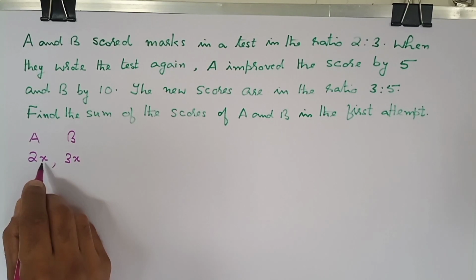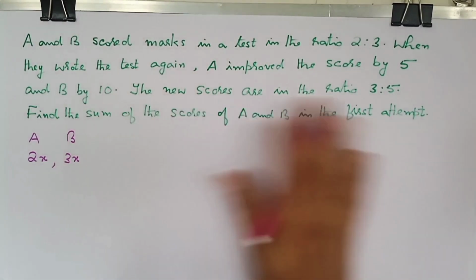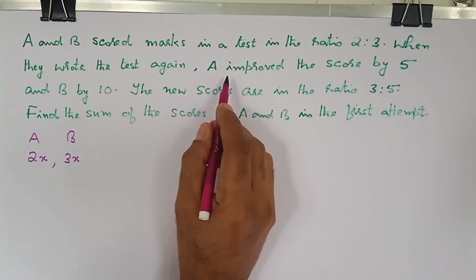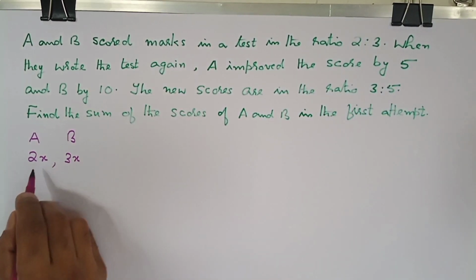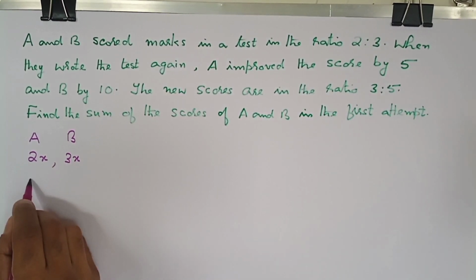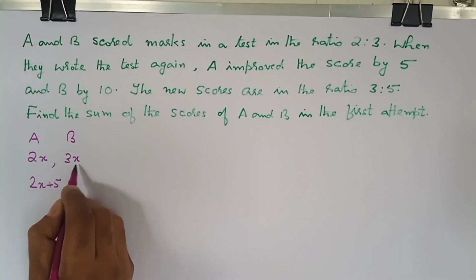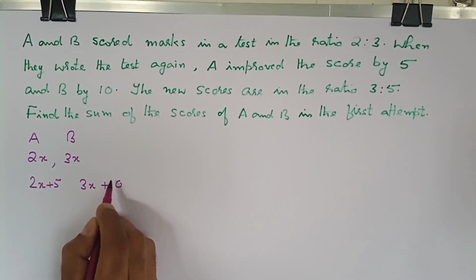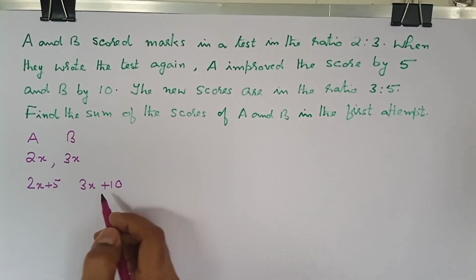Now to help us identify x, there is some other data given in the problem. This is the general nature of most ratio problems. Now, what do they say? A improved the score by 5. What does that mean? This becomes 2x plus 5. Similarly, B improved the score by 10. That means B's new score will be 3x plus 10.